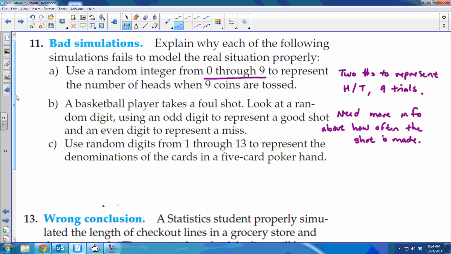All right, use random digits from 1 through 13 to represent the denominations of the cards in a 5-card poker hand. That's saying like 1 being an ace, and then 2 being a 2, and so on and so forth. It says denominations. So what is wrong with that?